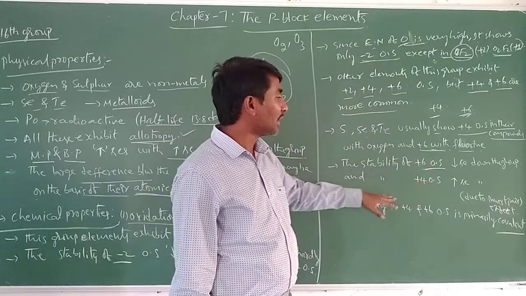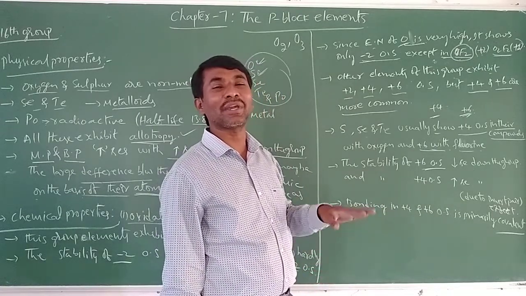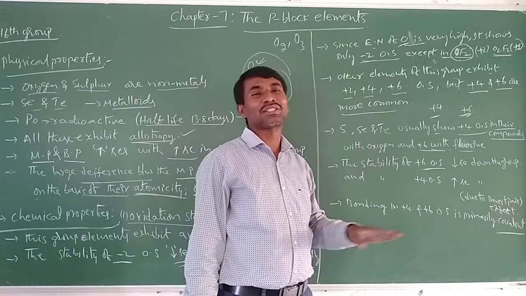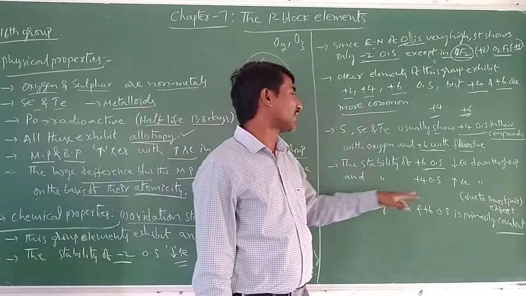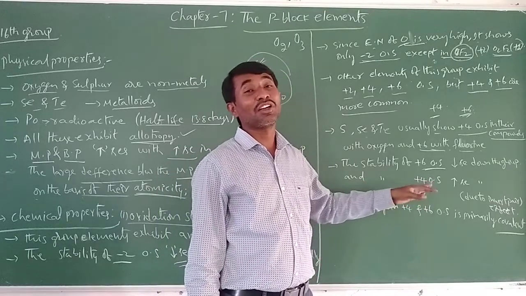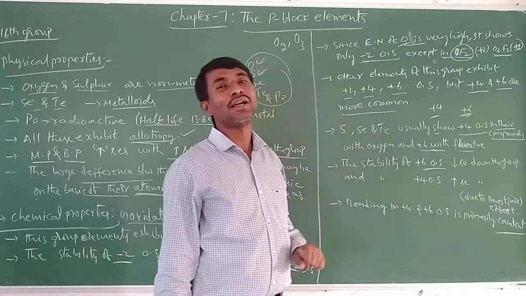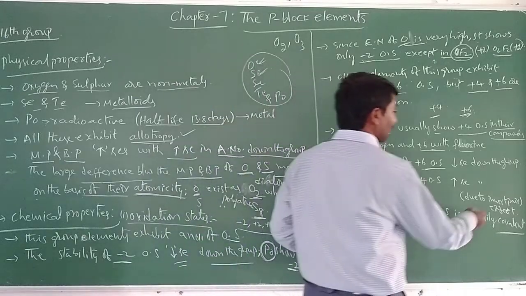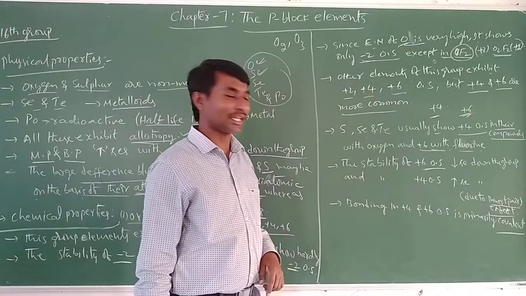Why? Because of the inert pair effect. Due to the inert pair effect, the stability of the +4 oxidation state increases and the stability of the +6 oxidation state decreases down the group. That is the reason: the inert pair effect.